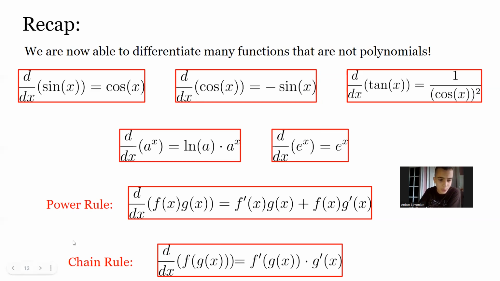Okay, and then we also found the product rule. If you multiply two functions together, their derivative is f prime of x g of x plus f of x g prime of x. So it doesn't work the same way as addition does. So it doesn't work as f prime of x g prime of x equals.